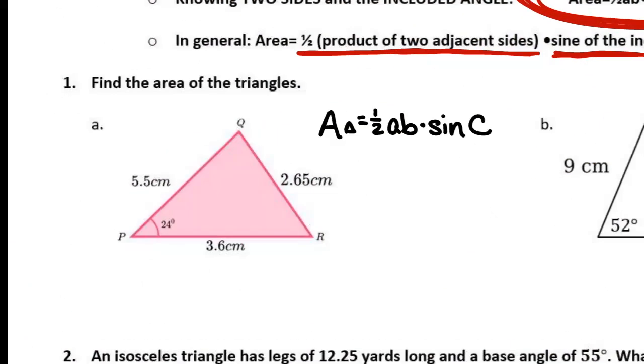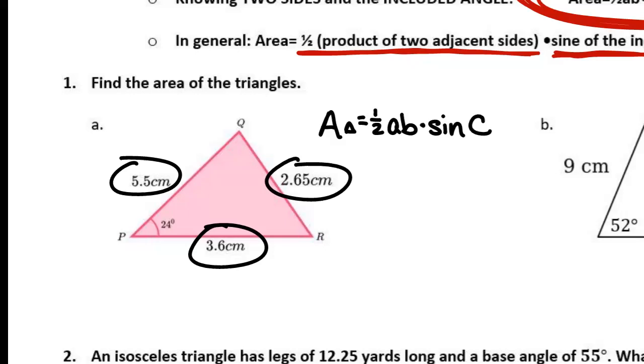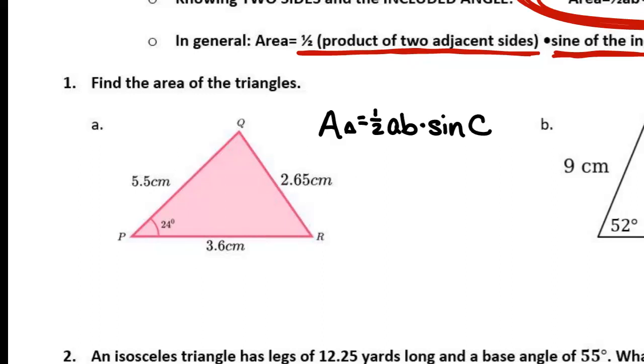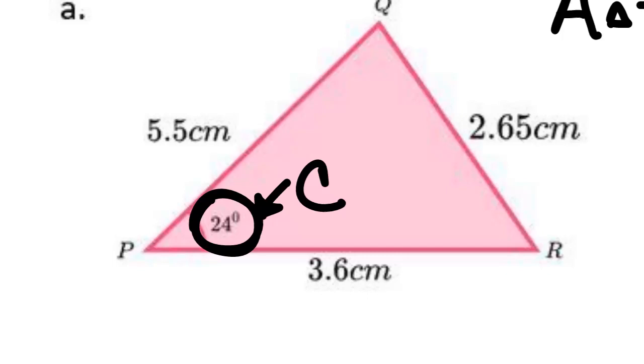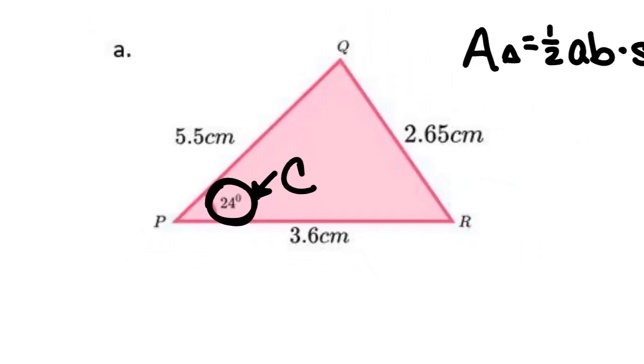All right, so on example number 1, part A, I know all 3 sides of this triangle. But to use my 1/2 AB sine C formula, I don't want all 3 sides. I want 2 of the sides, and we have to be really picky about which 2 sides. How many angles do I know in this triangle? Just 1. So this is my capital C. And then I need the 2 sides that are touching that angle. What are the 2 sides that are touching the 24-degree angle, angle P?